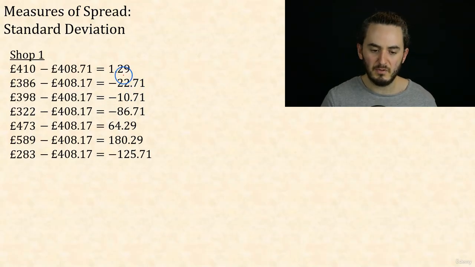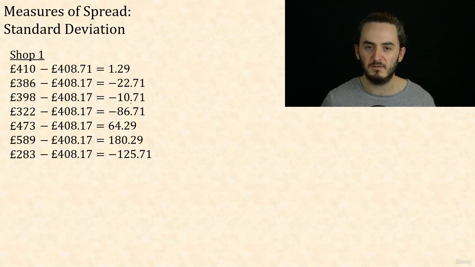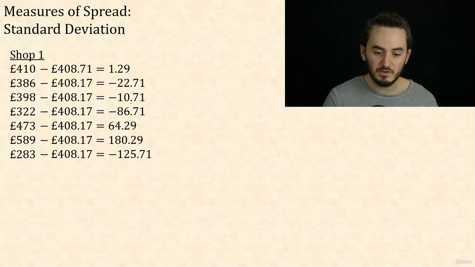What we do to get around the fact there are positives and negatives is we square each of these differences and first find the average squared difference. And then finally, when we've got an answer, we'll just square root it. That's going to give us approximately the average distance away from the mean. So I'll take each of these and square them.